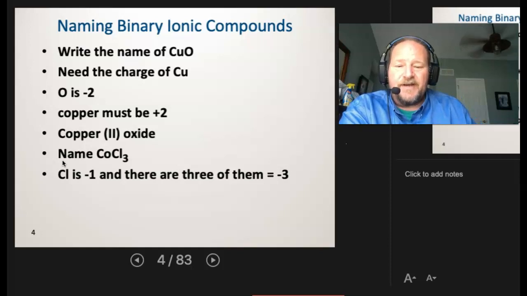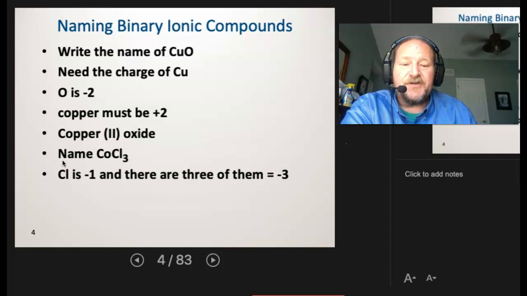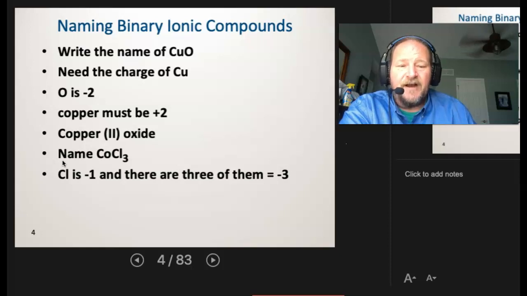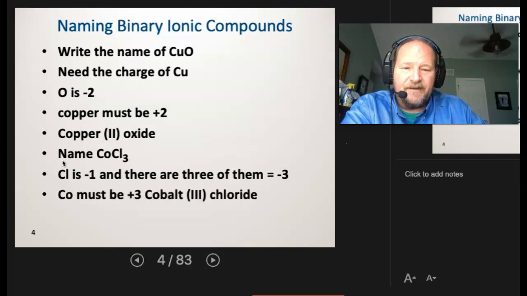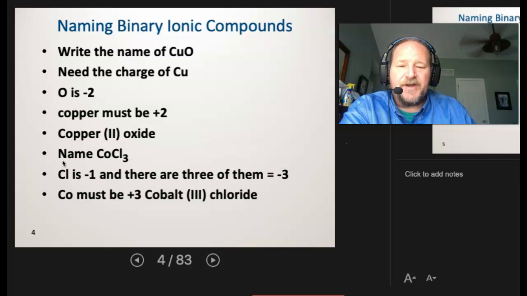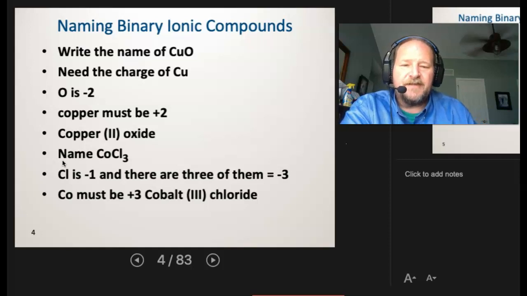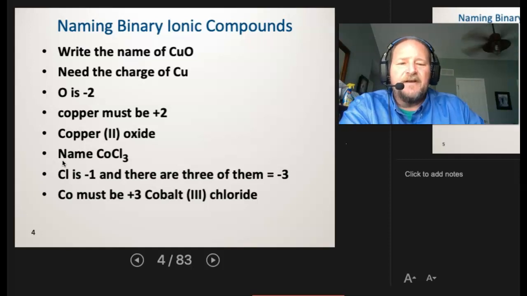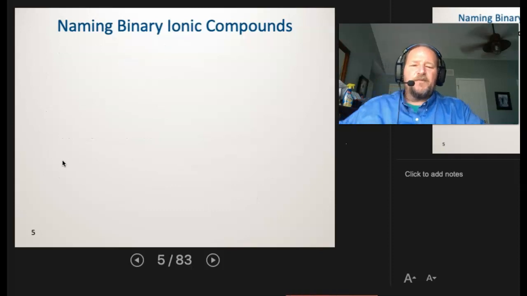So I have 3 chlorines at -1, which means I have a total anion charge of -3. That means I need a total cation charge of +3. I only have 1 cobalt. That 1 cobalt then has to be a +3 to balance the -3. That gives me cobalt 3 chloride, right? Hopefully that made sense. All right, we'll try a couple more.